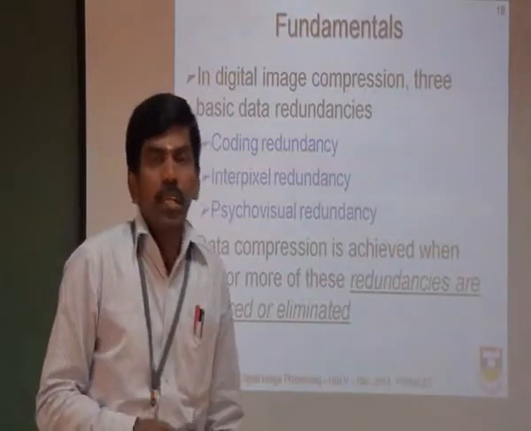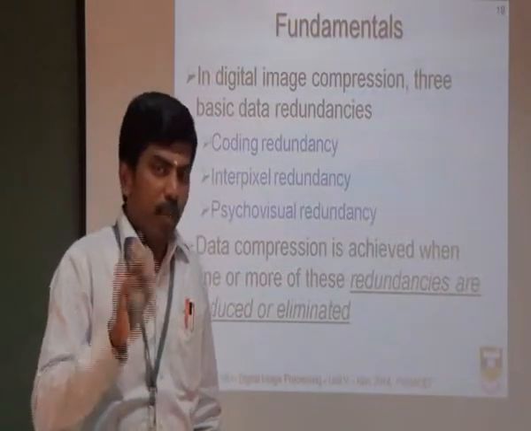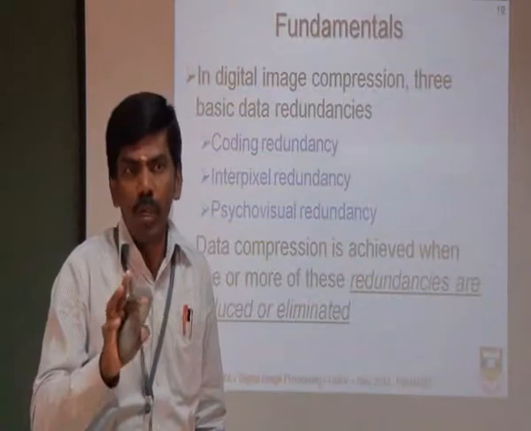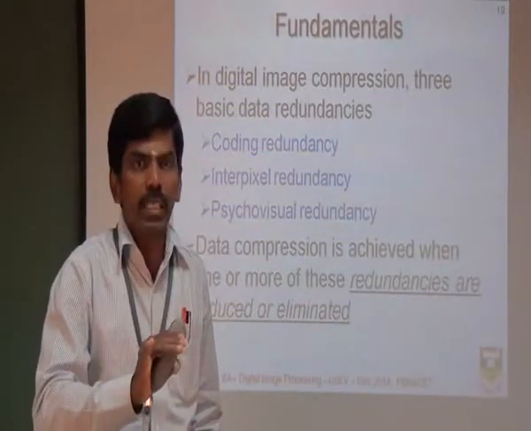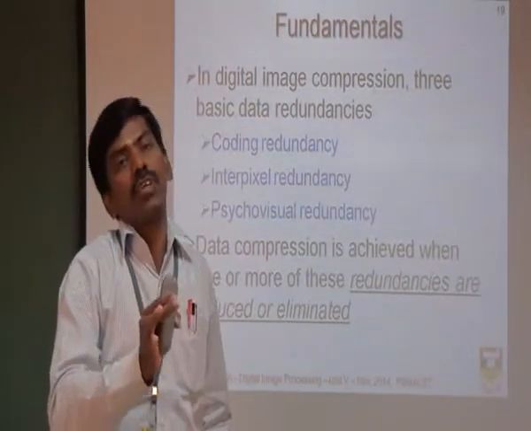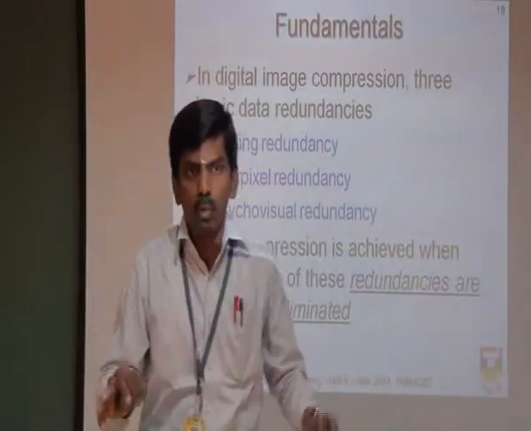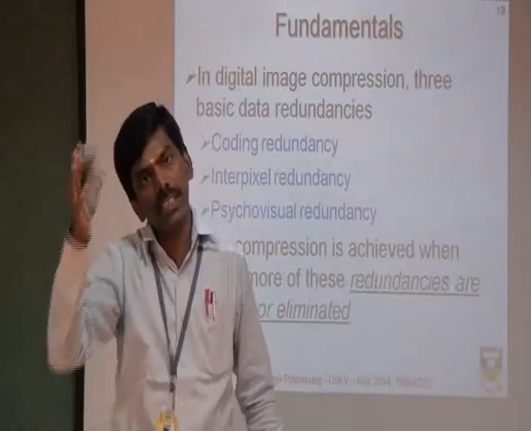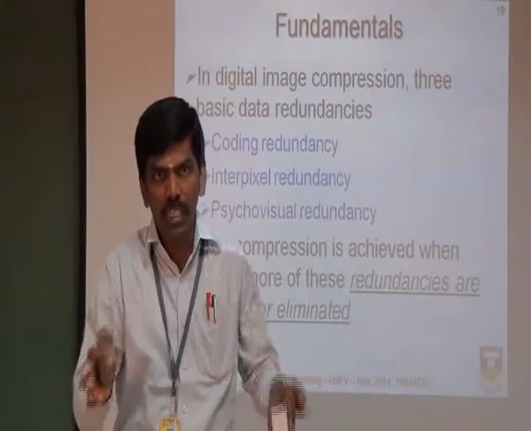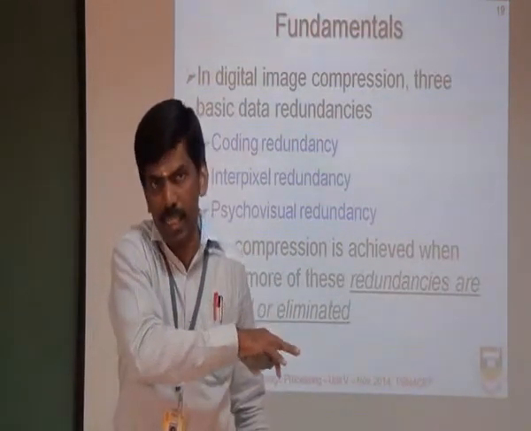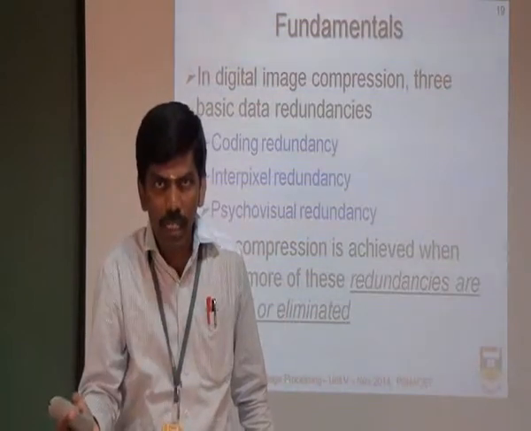So what is next? I told you that image compression is possible in only two ways. One is eliminating the redundancy or repetition. The second is irrelevant psychovisual information. So redundancy can broadly be classified into two: statistical redundancy and psychovisual redundancy.